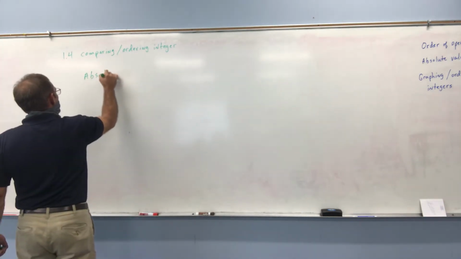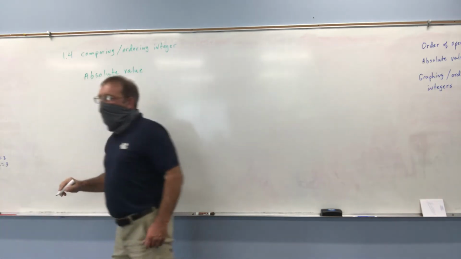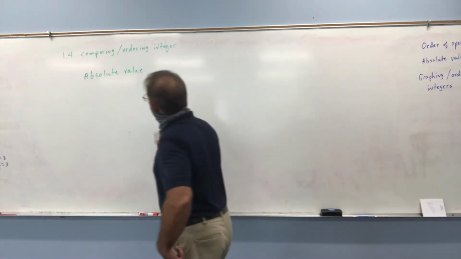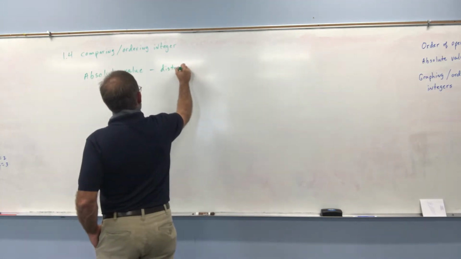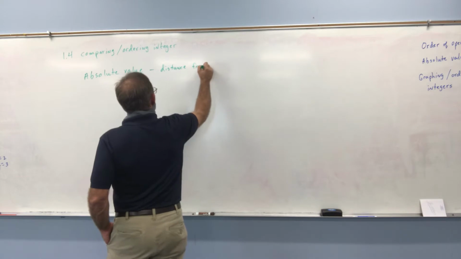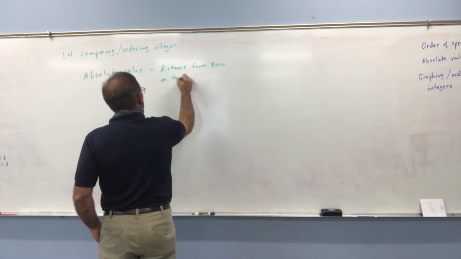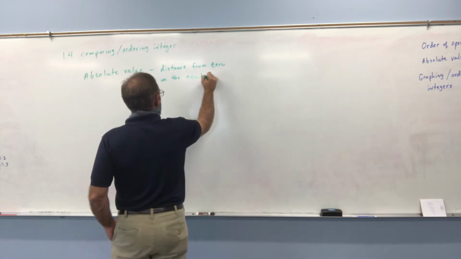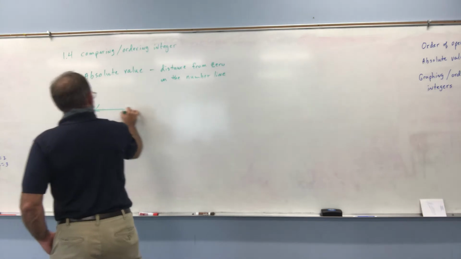Absolute value. What does it mean? Well, the definition for absolute value is the distance from zero on the number line. Let's think about what that means. So suppose we have a number line.